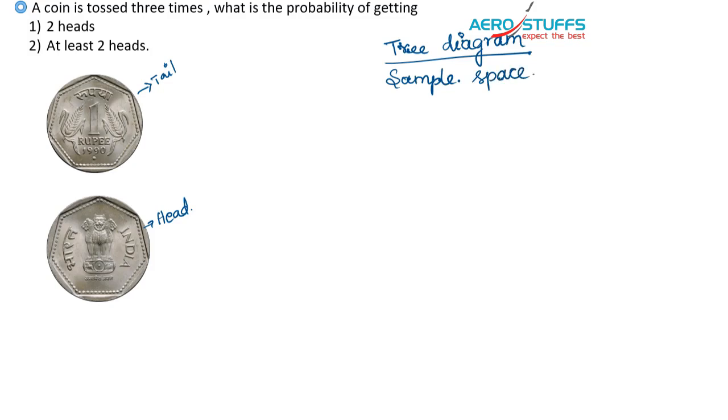To find the sample space, we'll use a method called a tree diagram. Those who are at the beginner stage can start with this tree diagram, and after solving many problems and getting practiced, you can write the sample space directly. So first trial, I may get either head or tail. Tossing the coin the first time, you may get head or tail.